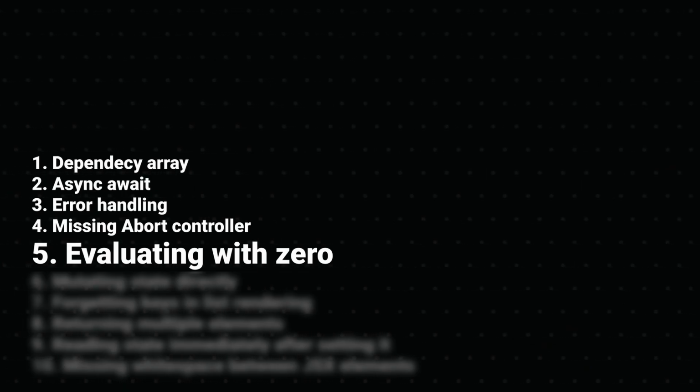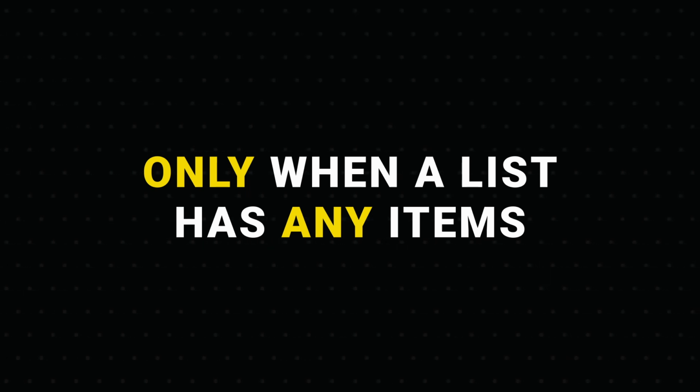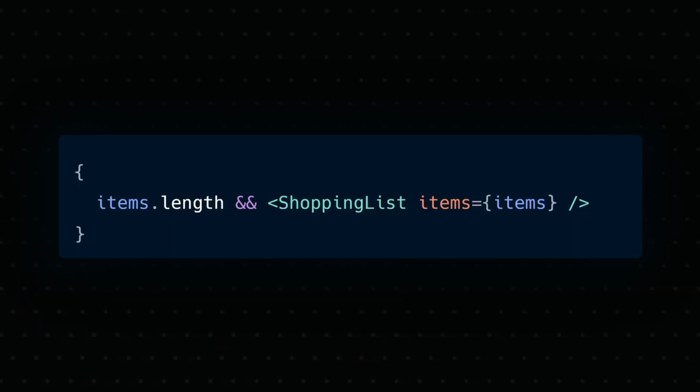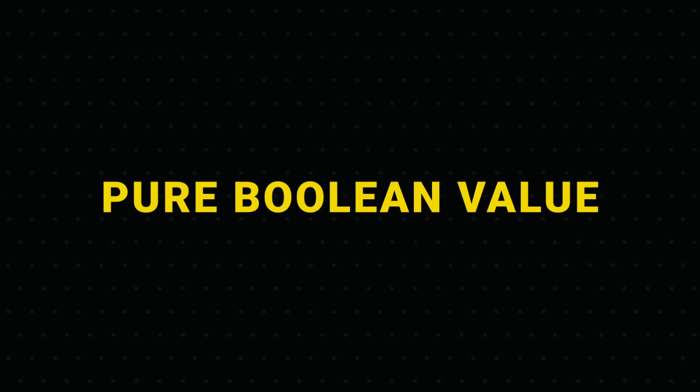Let's say you want to conditionally render something only when a list has any items. You might write this, but there's a problem. When there are no items, we get 0. Literally the number 0. Unlike any other falsy values like boolean false, empty string, null, undefined, etc., the number 0 is a valid JSX value.